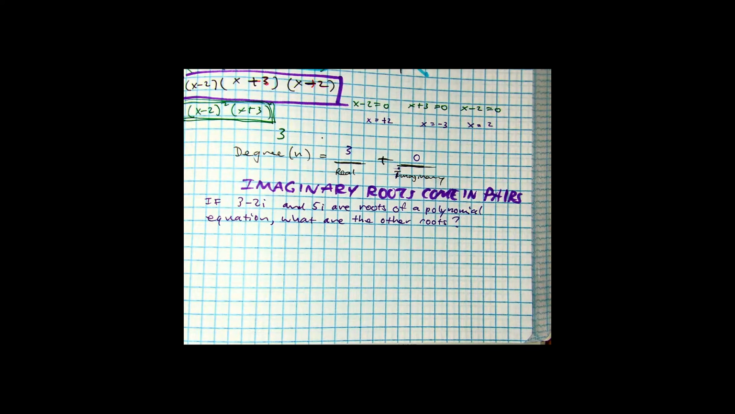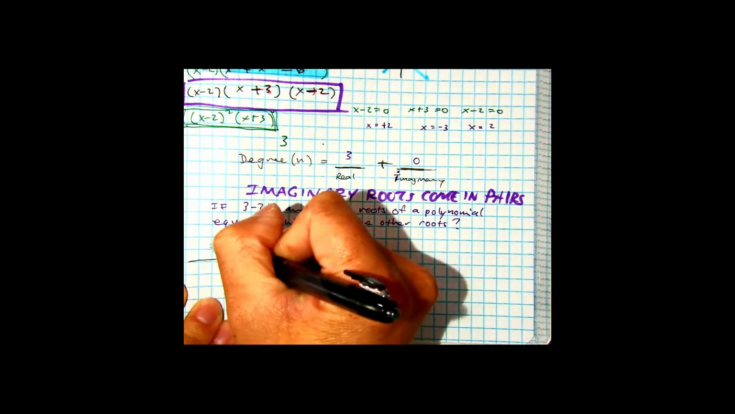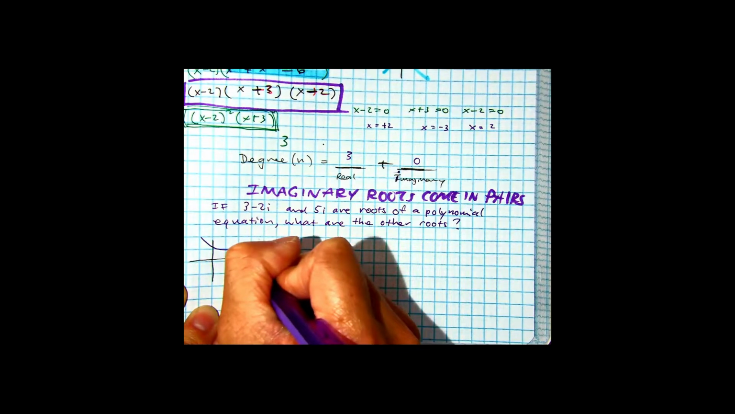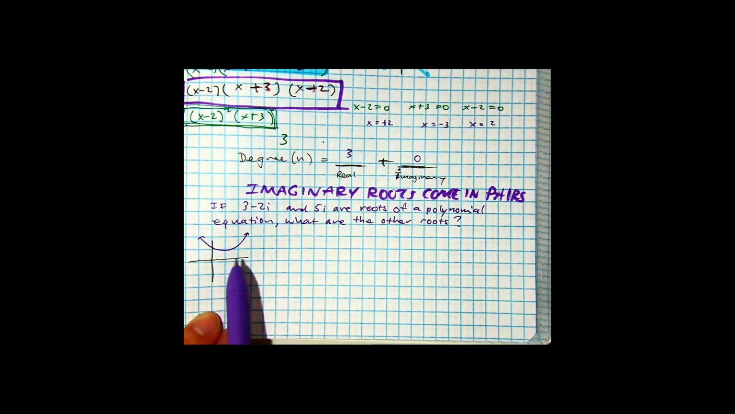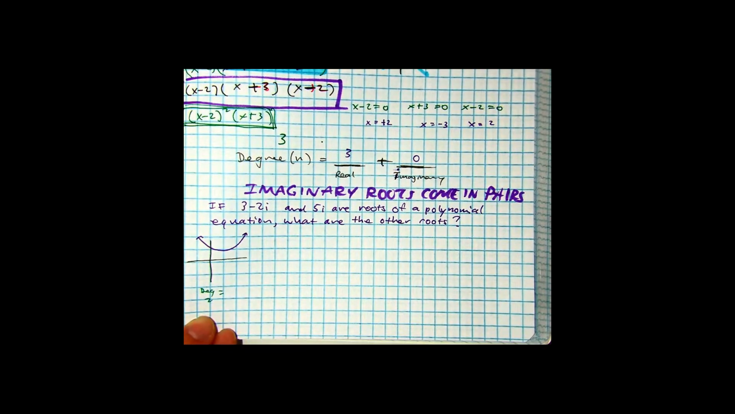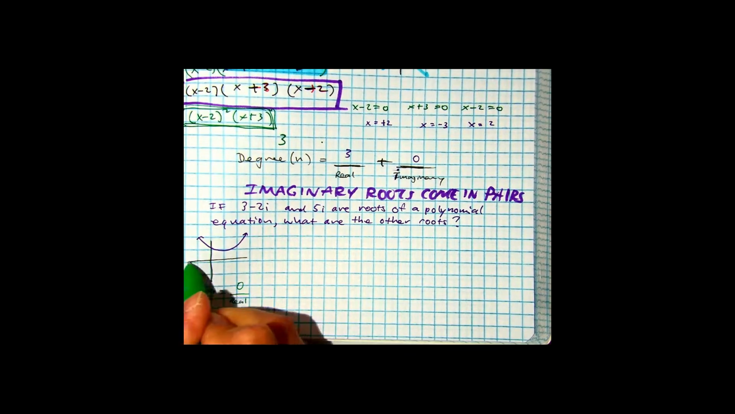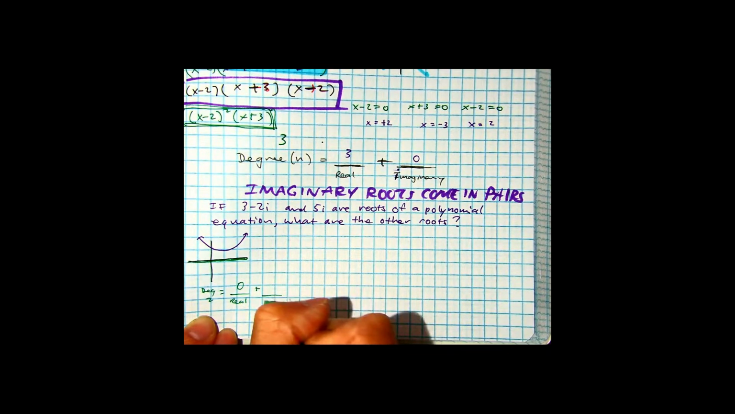All right, let's further talk about the fundamental theorem of algebra. I gave you that example on the previous slide that had a quadratic that did not touch the x-axis. Class, what's the degree of this graph? 2. The degree is 2. And how many reals does it have? It has 0 reals because it doesn't touch the x-axis. Therefore, how many imaginaries do you have?